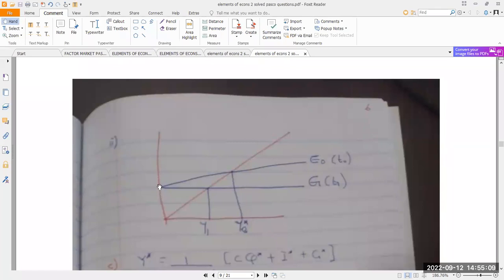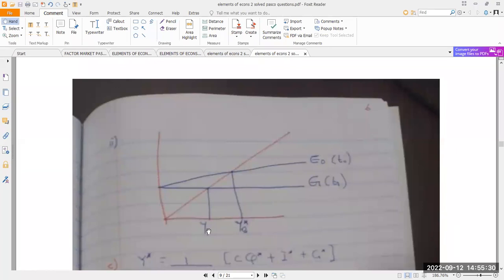So here, because of the increase in the marginal tax rate, the aggregate expenditure curve will rotate downwards. Okay, it rotates downwards, so it will move from this E0 to this E1. So equilibrium moves from this point to this point. Equilibrium income moves from Y star to Y1.